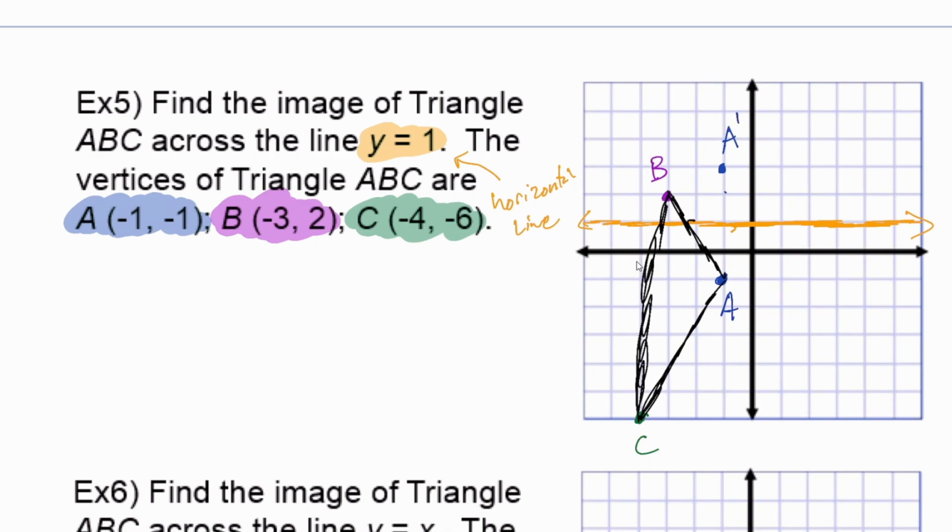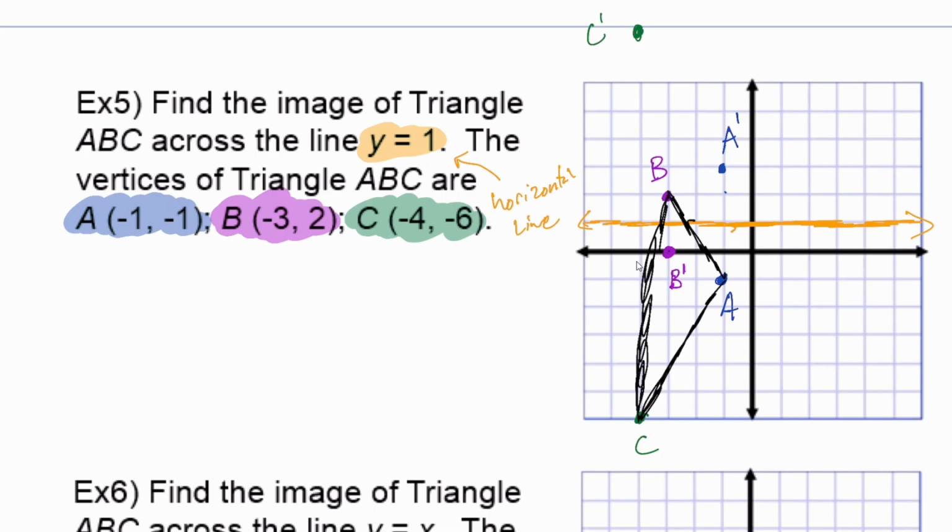Here is A prime. For B, B is 1 above this horizontal line. So the reflection, or B prime, should be 1 below. So 1 below, and here will be B prime. And then for C, we are 1, 2, 3, 4, 5, 6, 7 below. So I need to go 1, 2, 3, 4, 5, 6, 7. So we're off of our original graph, but that's all right. I've got this extra little line separating my pages up above, so I'm going to use that. So I'm going to say it's about there for C prime.